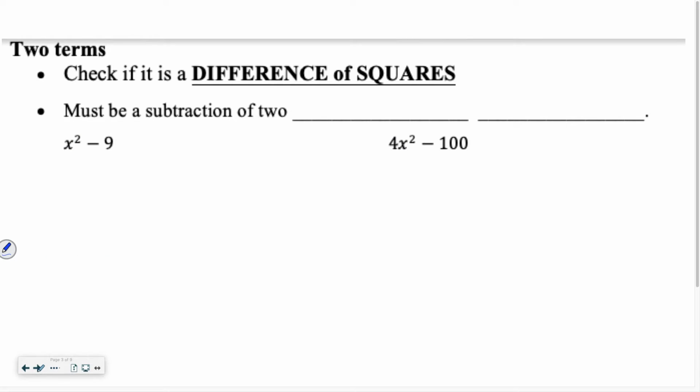All right, the next thing we're going to do is difference of squares, which is when there are 2 terms. So 2 terms, we check for difference of squares. This must be a subtraction of 2 perfect squares. Okay, when I am back tomorrow, I will get you perfect square cards that you can use.